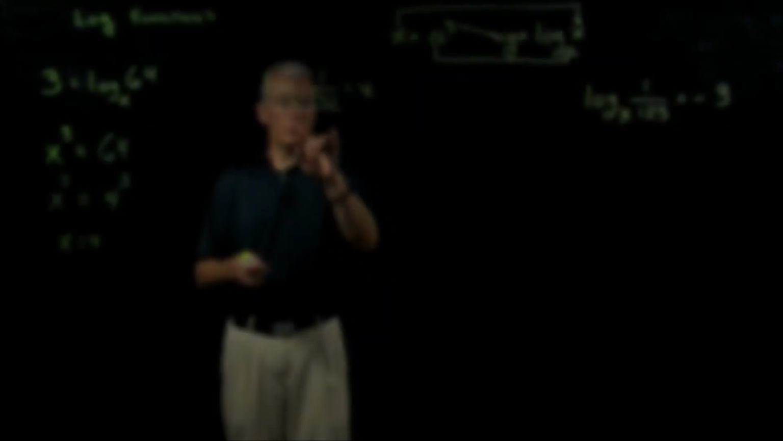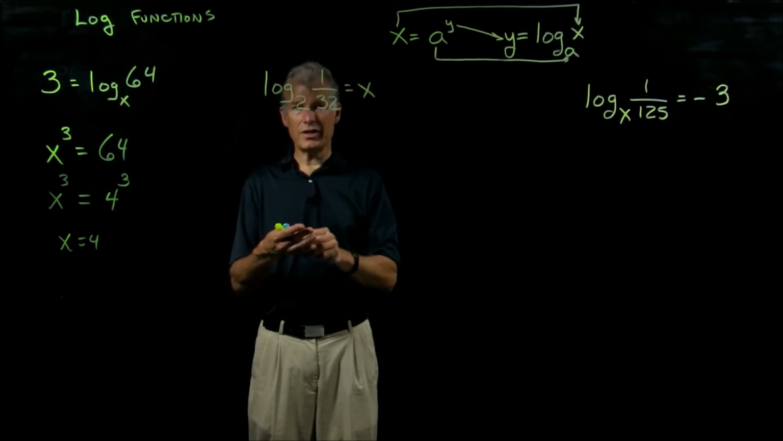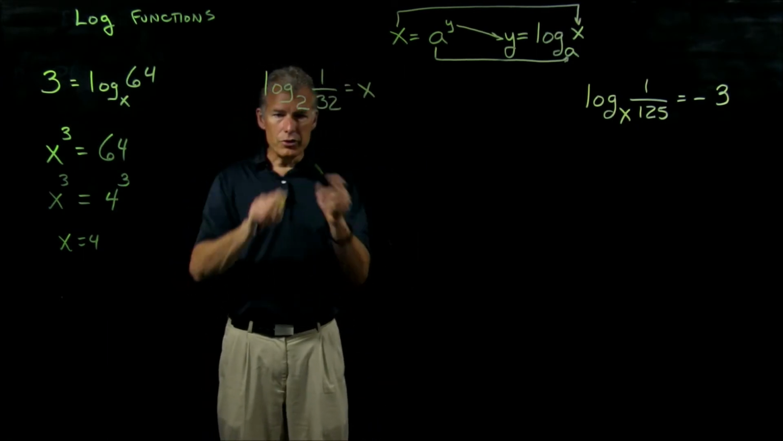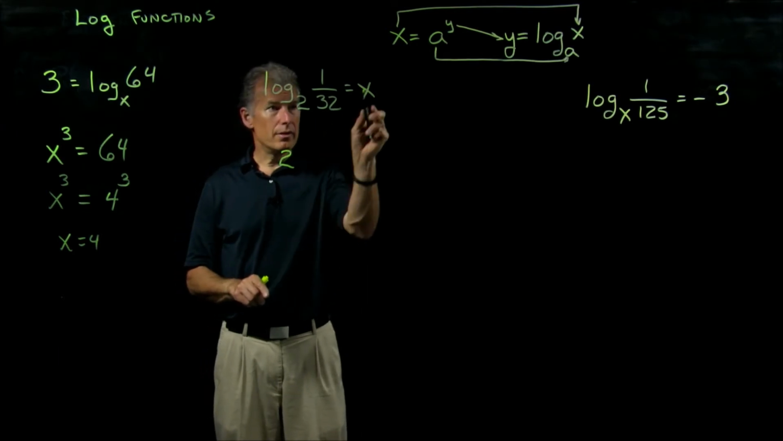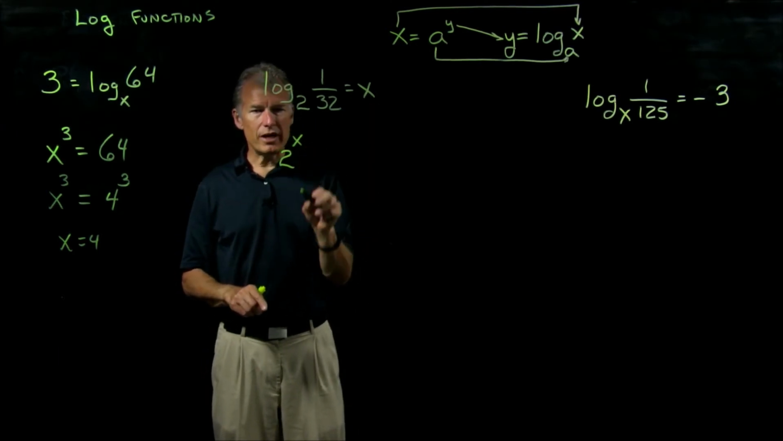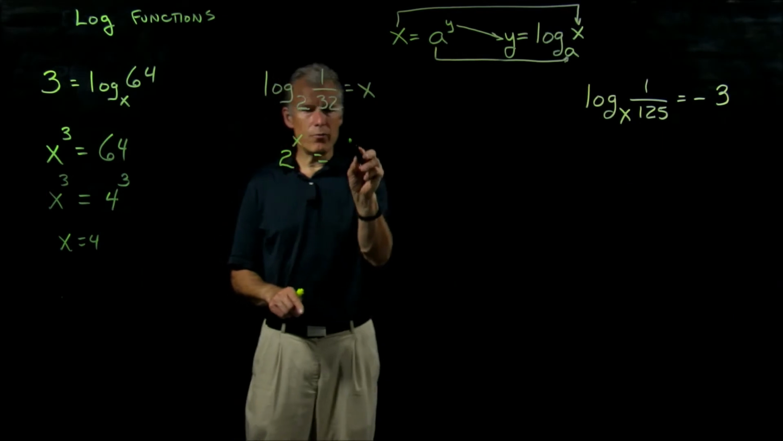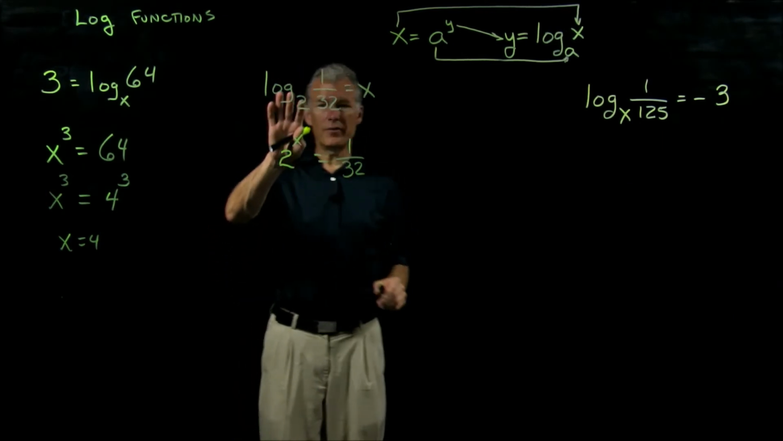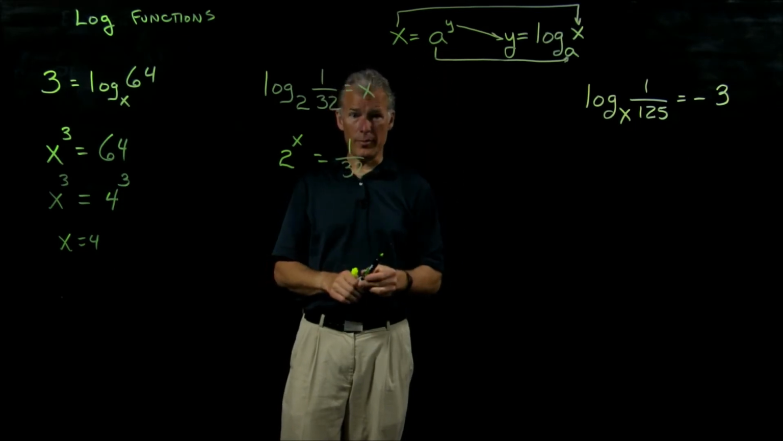So again, we're in a log format. We want to rewrite it as an exponential. To do that, you can see right away, 2 is our base. Equals, so the x part, that's our exponent. And then over here I have 1 over 32. So I've simply gone from log format to exponential form.